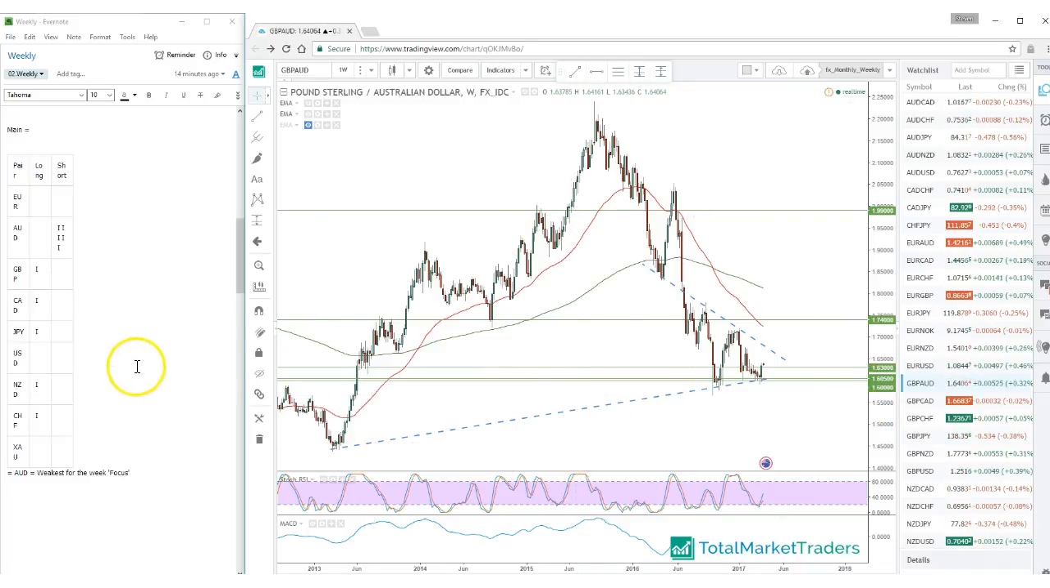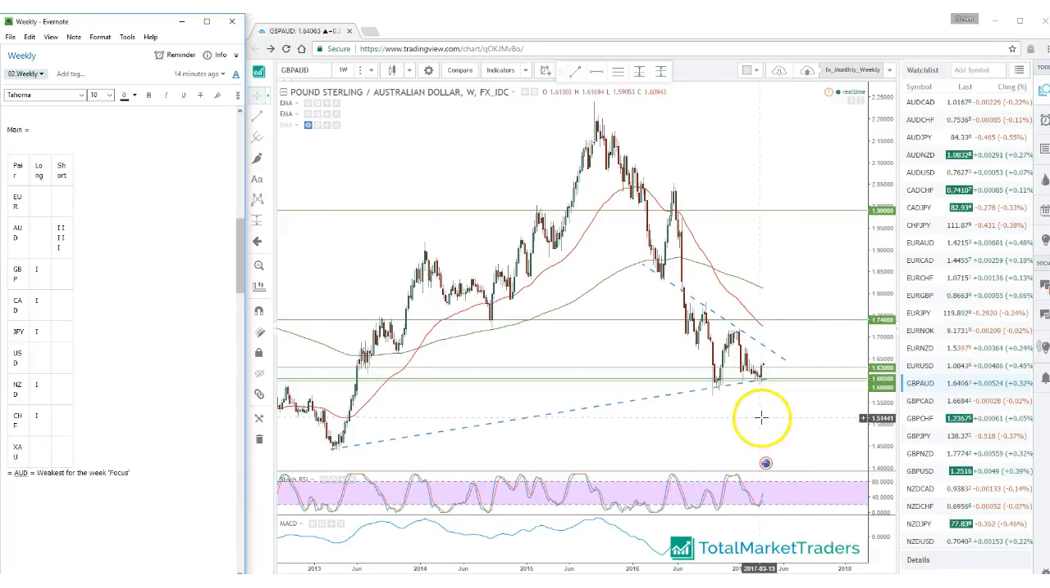So just to conclude, we are short biased on Aussie, and that signifies the weakest for this week. Pound Aussie potentially being the strongest one, so this one we may look for longs on intradays and the dailies and whatever.